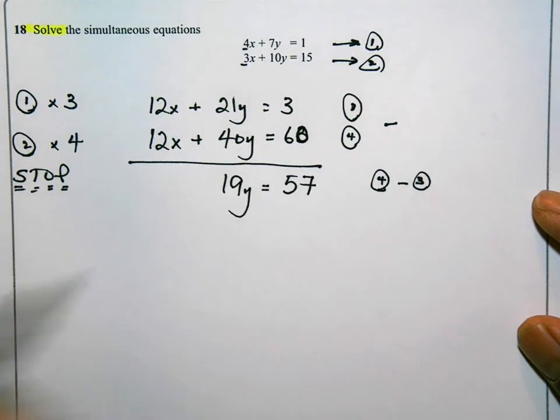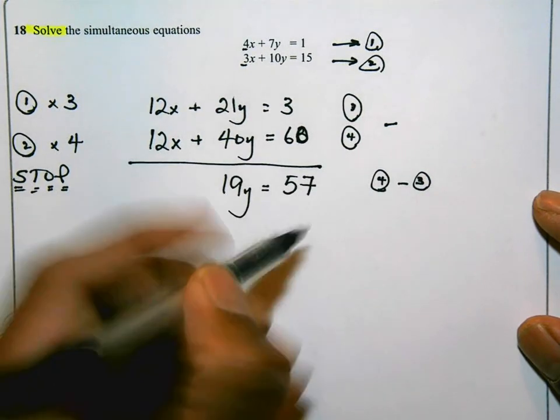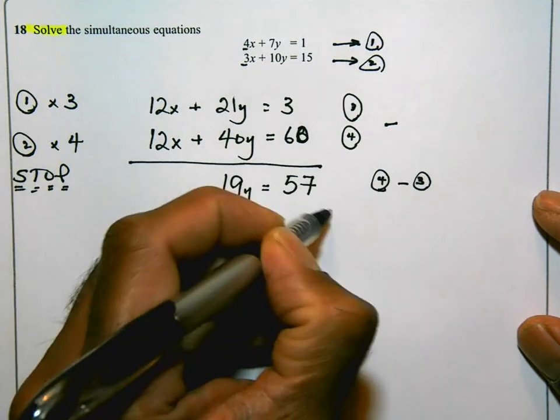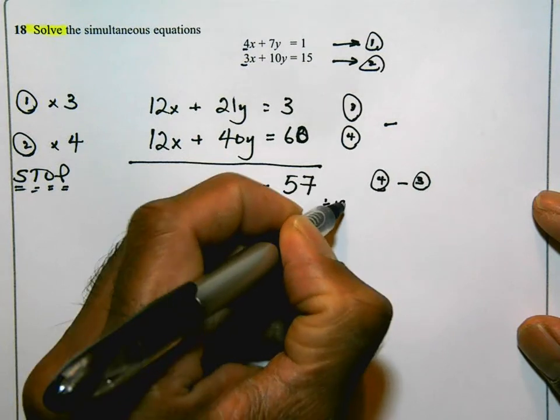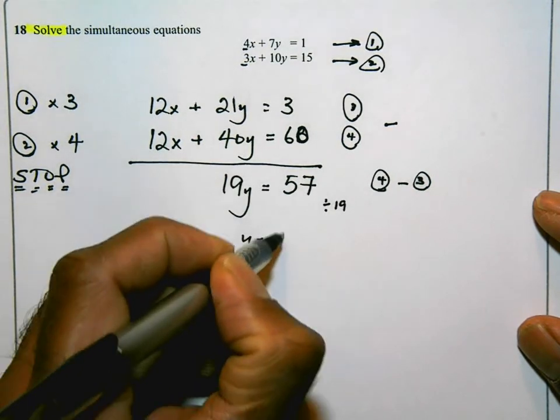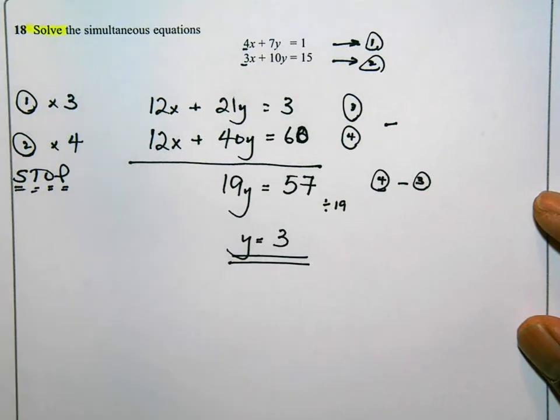Okay, now I need to work out what y is. I need to divide by 19. 57 divided by 19 is simply 3. You're not all done yet. You need to work out the x value.